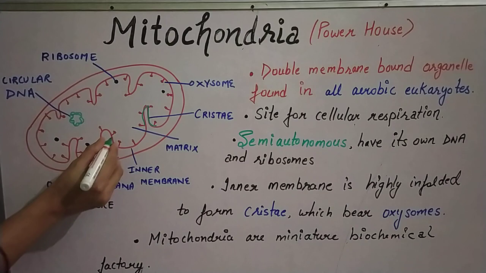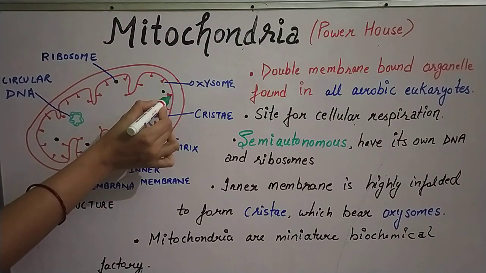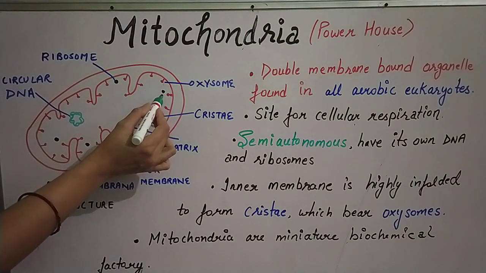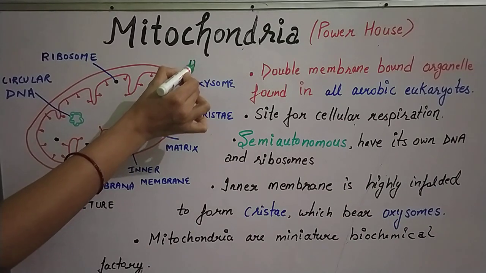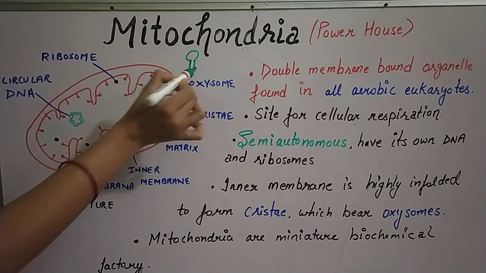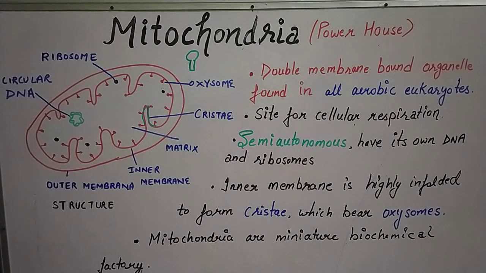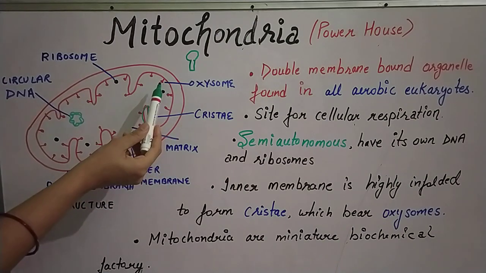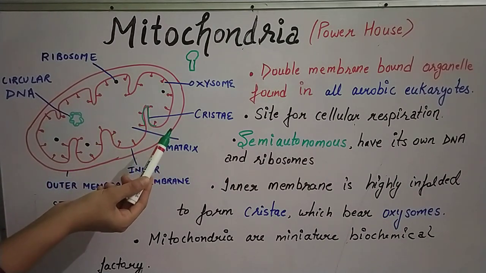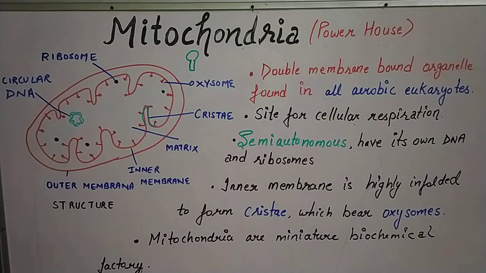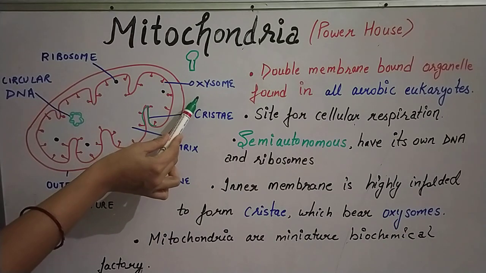These structures which are present are similar to that of the racket of tennis, like this, they are present. Okay. These are the elementary structures which are known as oxysomes. These are the actual site where the ATP is produced. ATP is what? Energy currency. So where this ATP is produced, that is these oxysomes.